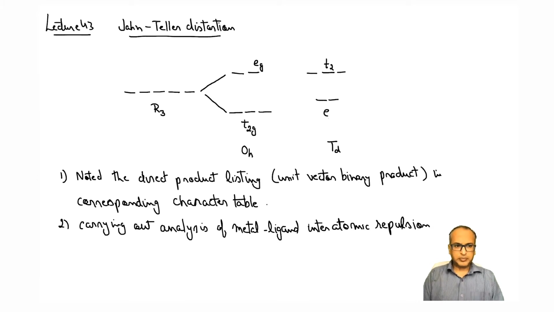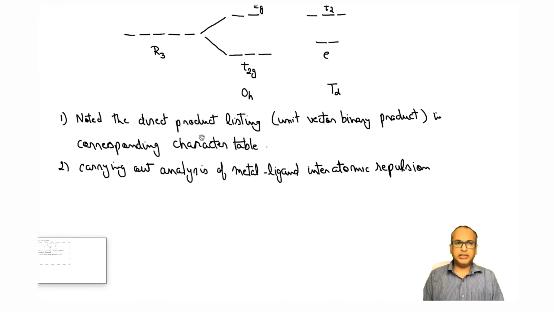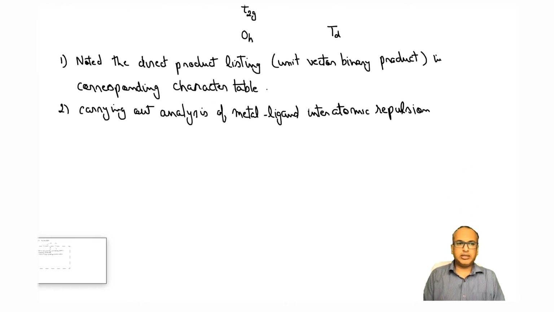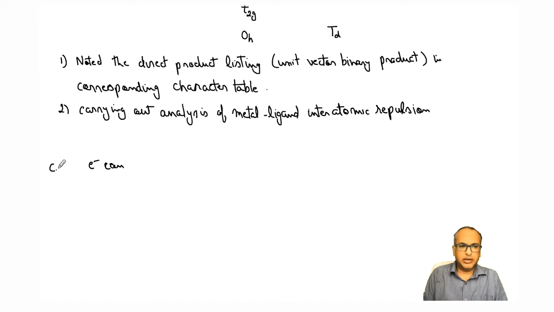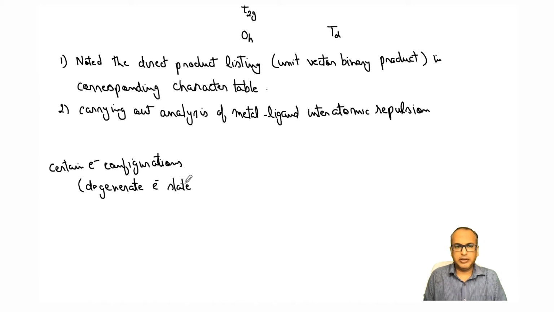So this we saw. So now the next step is to further understand the distortion. What do you mean by the distortion? So certain electronic configurations, which are degenerate in nature, electronic state, they can undergo distortion. What do you mean by distortion? Distortion means change in geometry or change in shape, right?